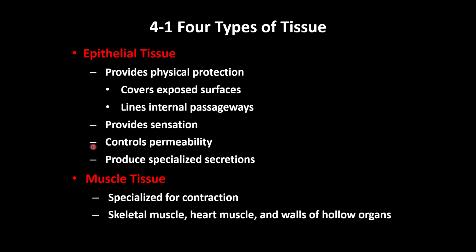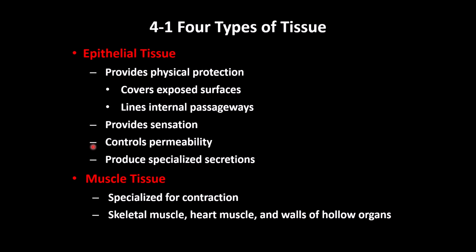Controlled permeability allows some chemicals to pass through the epithelial tissue, and some are prevented from going through. An example is the skin. In the skin, lipid-soluble chemicals can be absorbed, but water-soluble ones cannot. Another example is the kidney. Blood can be filtered, and that filtrate becomes urine.